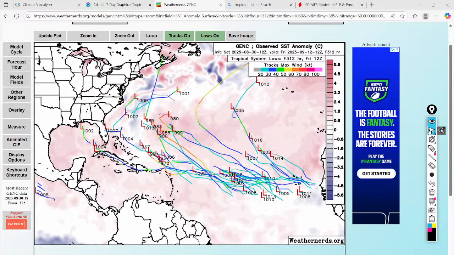Basically, what we are taking a look at is the entire Atlantic. We are taking a look at all the models. We are dissecting it.